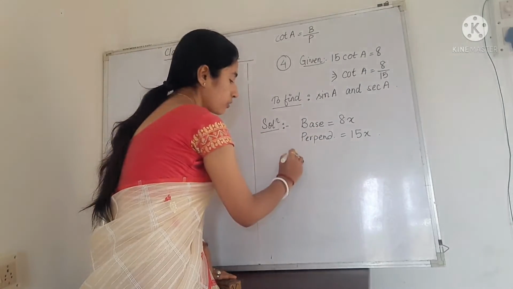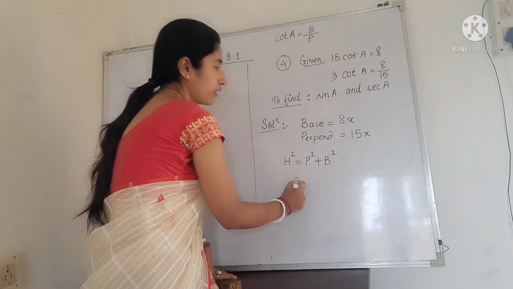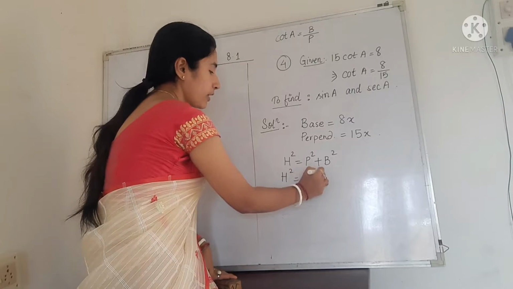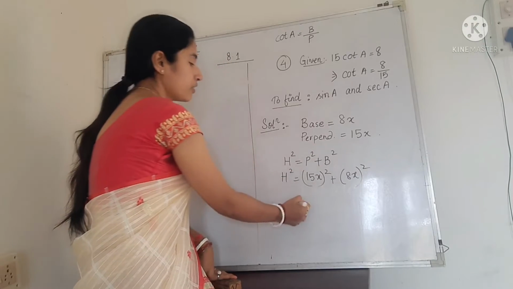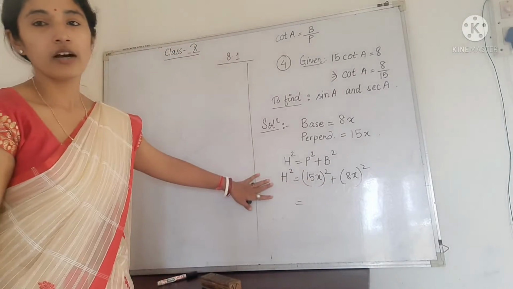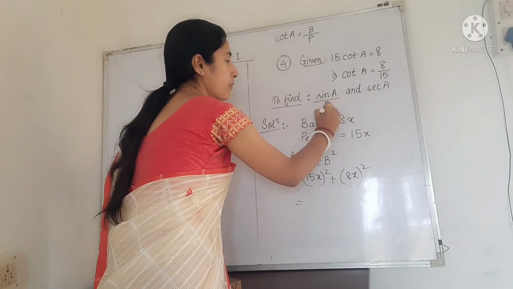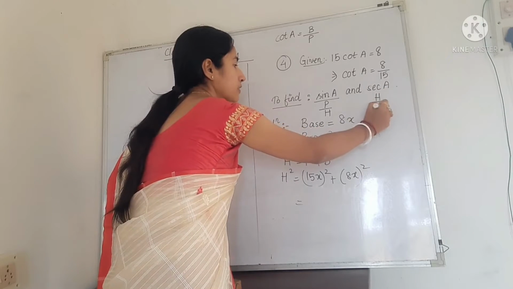So using the Pythagoras theorem, h square is equal to p square plus b square, you can easily find the value of h. So h square is equal to 15x square plus base will be 8x square. So after simplifying, you will get the value of the hypotenuse. Then finally you have to find sin A. Sin A is p by h, and sec A. Sec A is hypotenuse by base, okay?